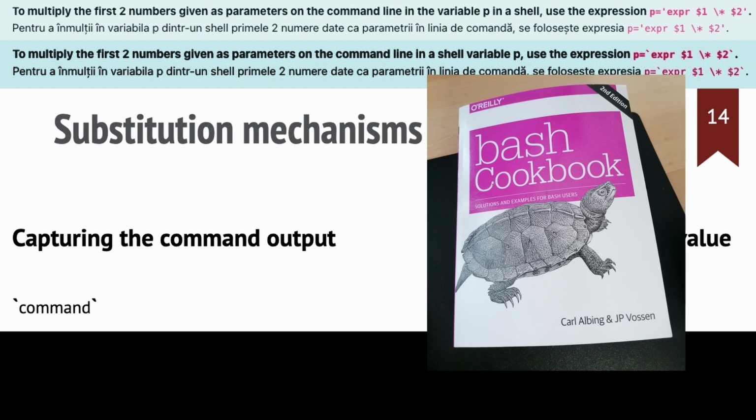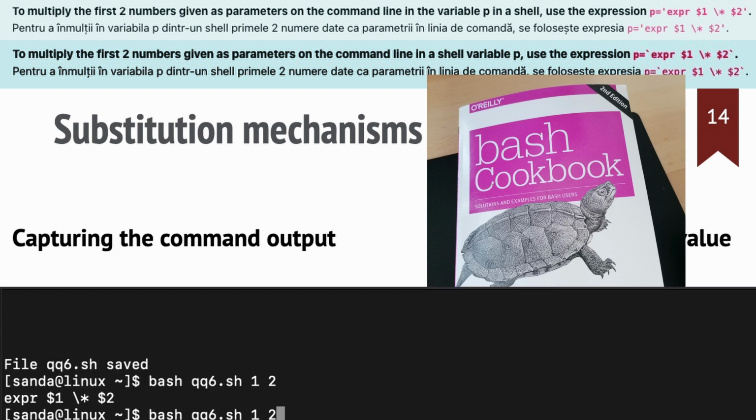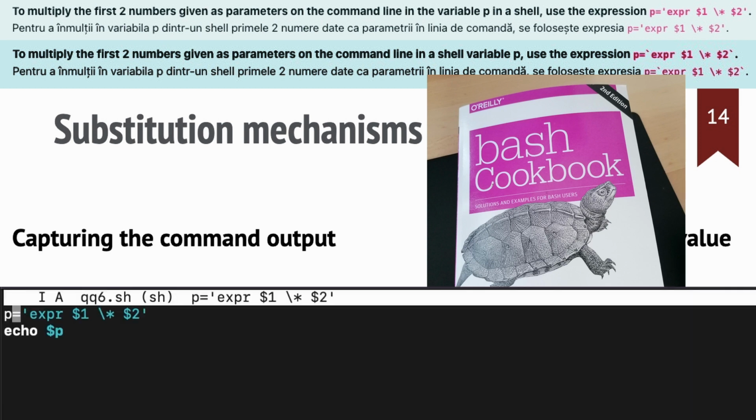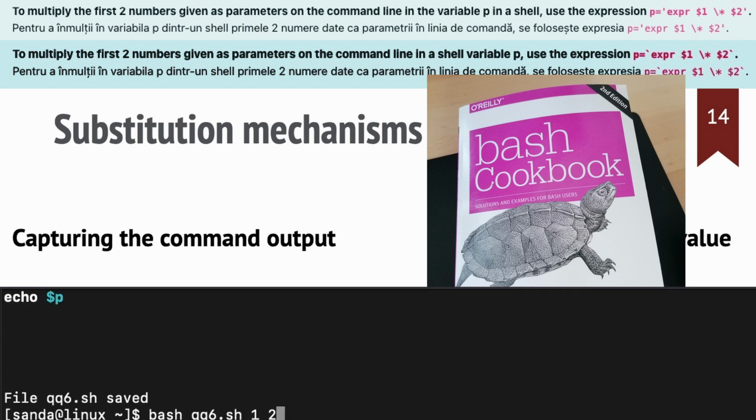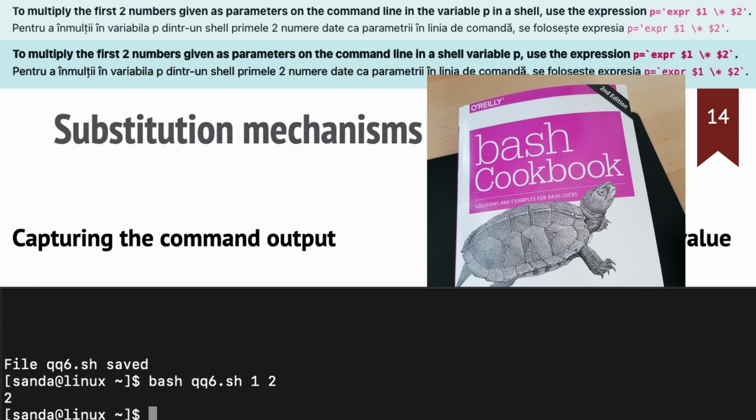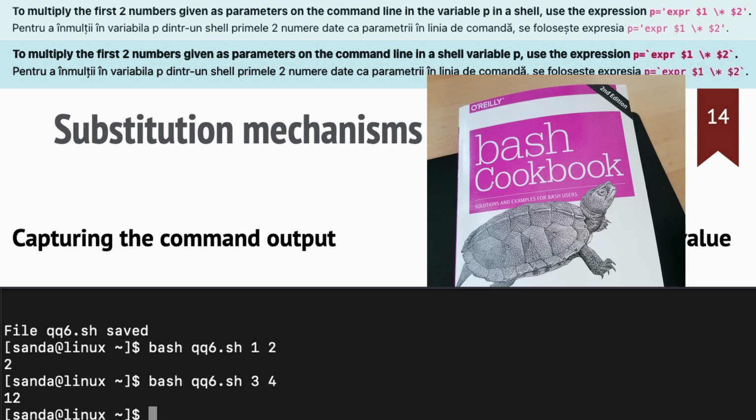To verify this, we are going back to our shell and we modify it so that the variable p will take the expression, and this time we encapsulate it in backquotes. We run the shell again with two parameters and we see that we now get the result of the command, which is evaluating the arithmetical expression of multiplication between the two parameters that are given.